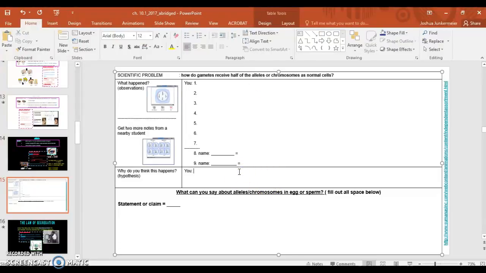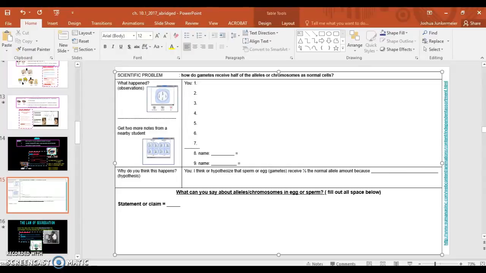All right, your initial response should be right here. I can't write in a response for you, but how do you think it happens? So you would say, I think or hypothesize that sperm or egg gametes receive half the normal allele amount because, and you'd explain how you think that happens.